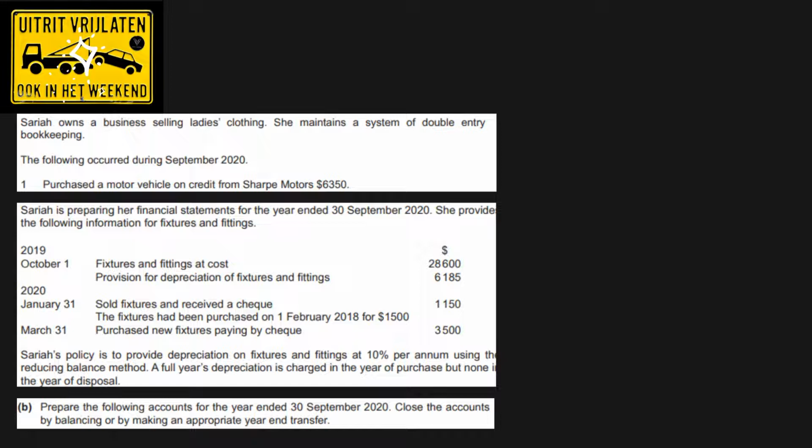If you notice, the year they've given here is not your normal year ending 31st December. Their year ending is 30th September 2020. So I would suggest that you do a timeline so you can see which period you are working on, and it makes your work much easier. For this, the year ended is 30th September 2020, so it must have started on 1st October 2019. So that's your one year.